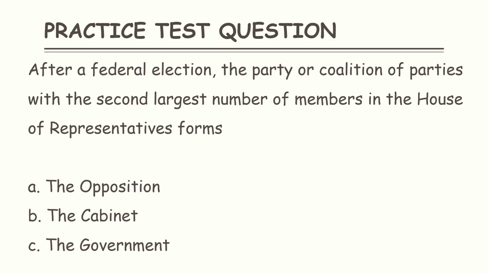Let's have another look at our practice test question. After a federal election, the party or coalition of parties with the second largest number of members in the House of Representatives forms A. The opposition, B. The cabinet, C. The government.